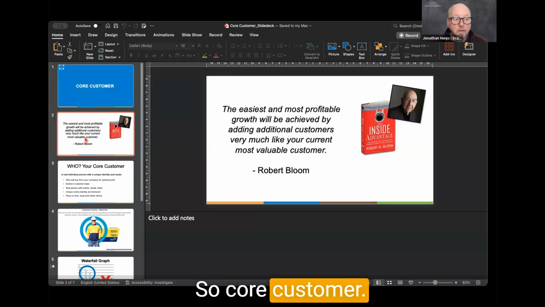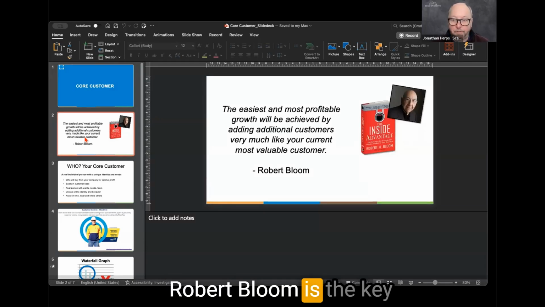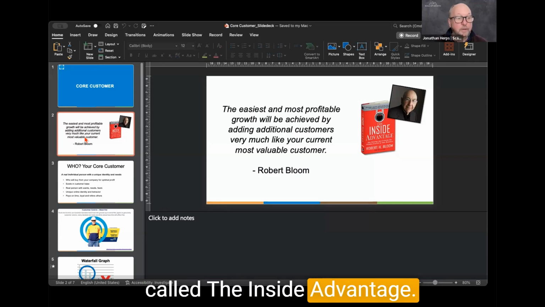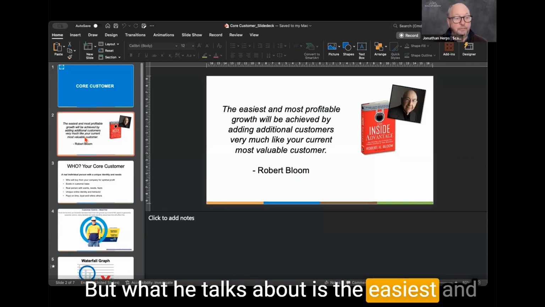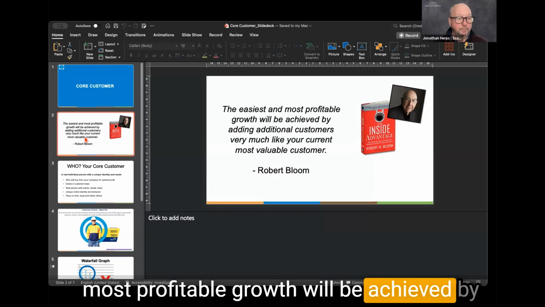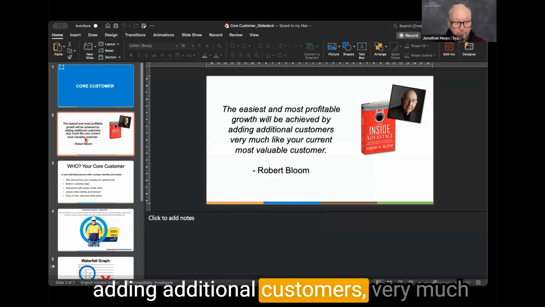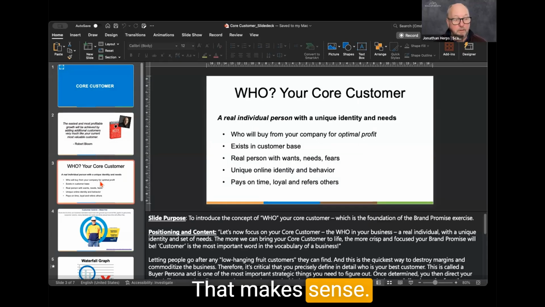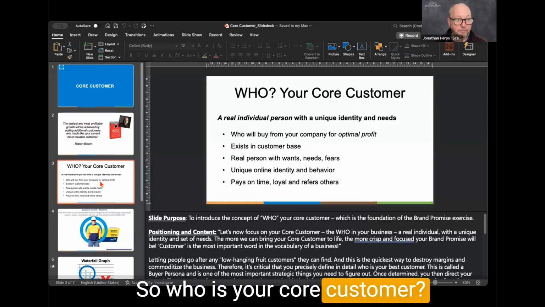So core customer. Robert Bloom is the key thought leader behind this, and he wrote a great book called The Inside Advantage. But what he talks about is the easiest and most profitable growth will be achieved by adding additional customers, very much like your current most valuable customer. That makes sense. So who is your core customer?